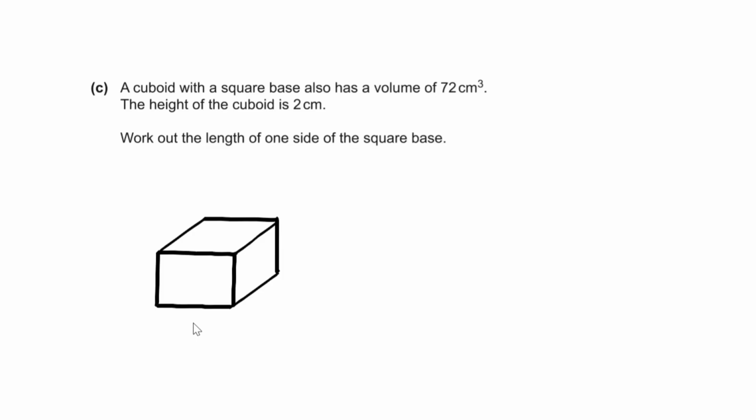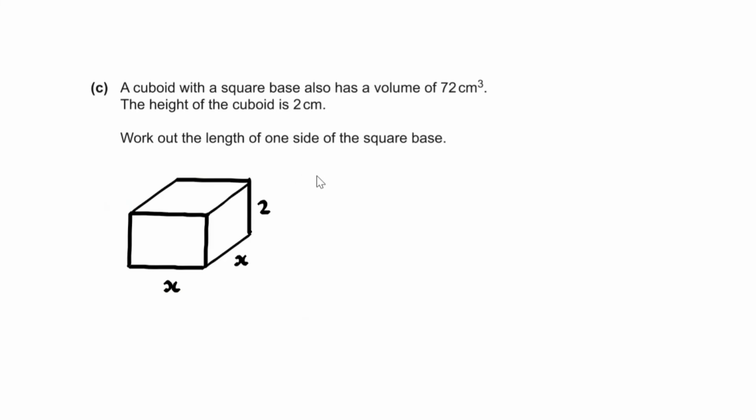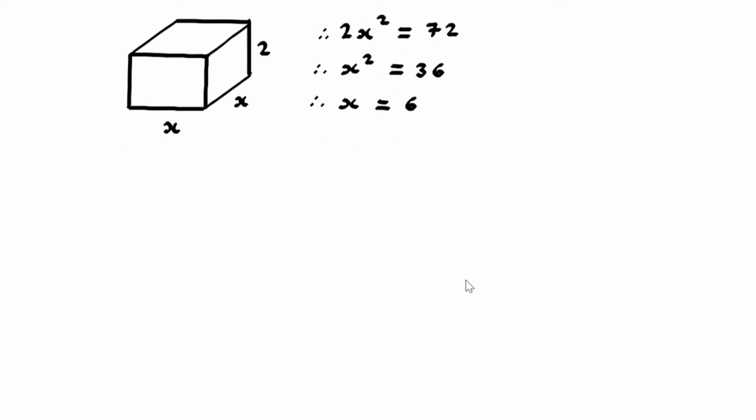If I say the base is x centimeters by x centimeters wide, and the height is 2, we know that the volume is given by 72. So we have 2x squared equals 72, which means x squared is 36, which means x is the square root of 36, which is 6. So we have 6 centimeters.